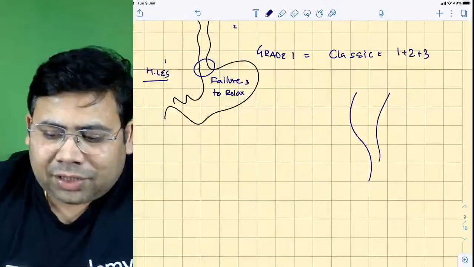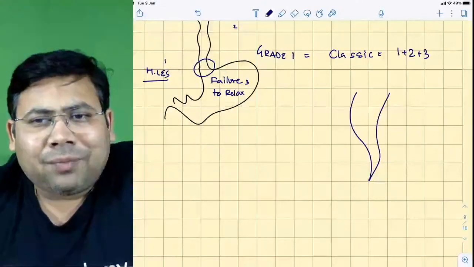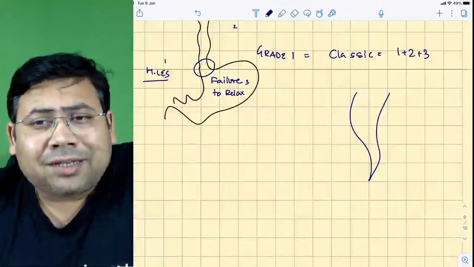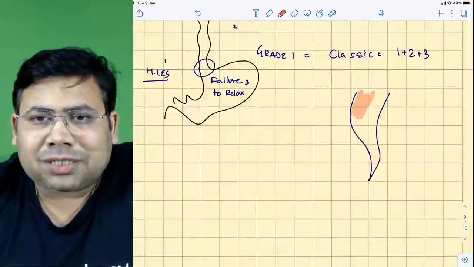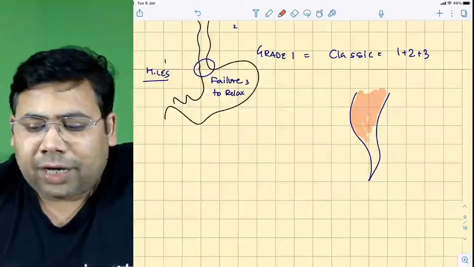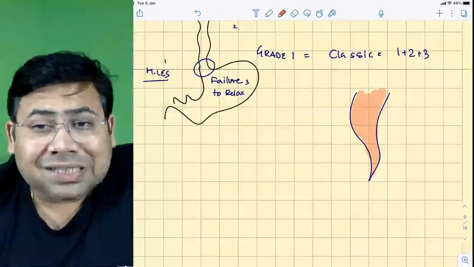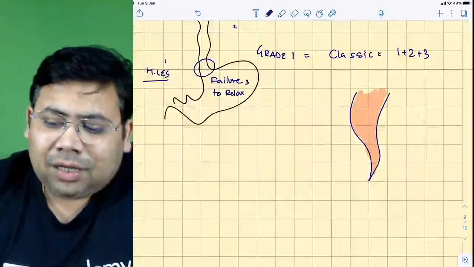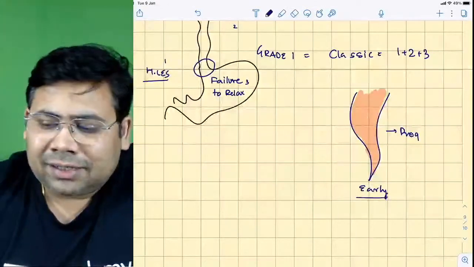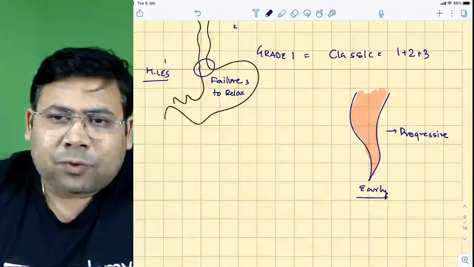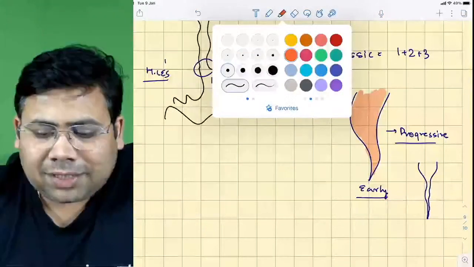The changes are progressive, and not from day one. There is loss of Auerbach's and Meissner's plexus. So, the defect starts at the level of the lower esophageal sphincter, and therefore, in the early stages, when you do this barium esophagogram, there is a smooth gradual tapering towards the end. And that is why you get to see this bird beak appearance. Now, as the lesion progresses over time, this column will become more and more narrow as the time passes.